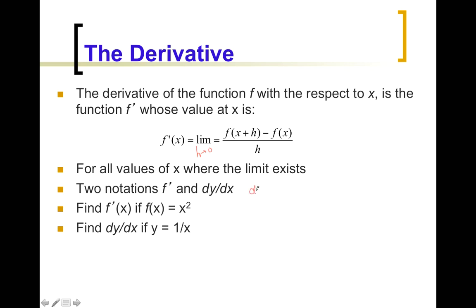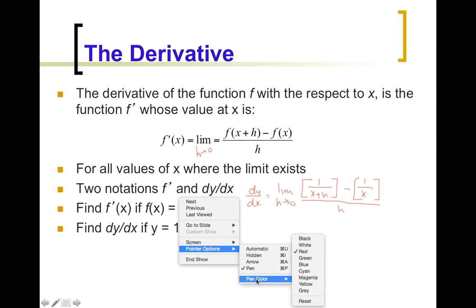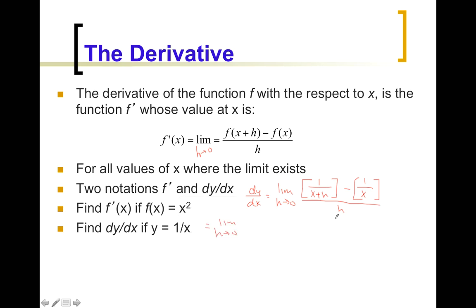We can say, okay, dy dx is equal to the limit as h approaches 0 of f of x plus h. So we would say, okay, this is 1 over x plus h minus 1 over x, divided by h. All right, bear with me here. We got the limit as h approaches 0. Well, in order to do this problem, we need common denominators.